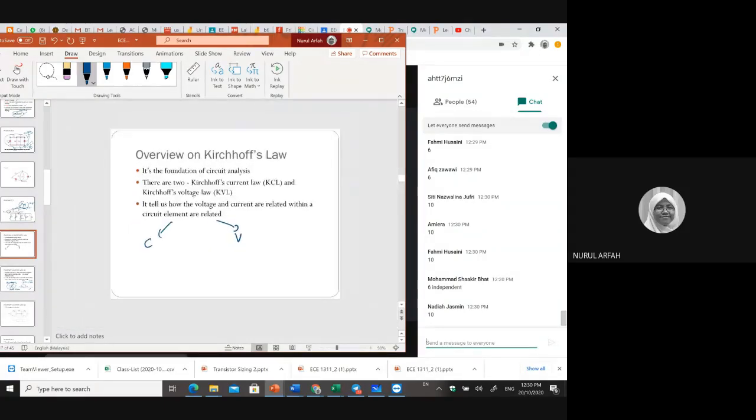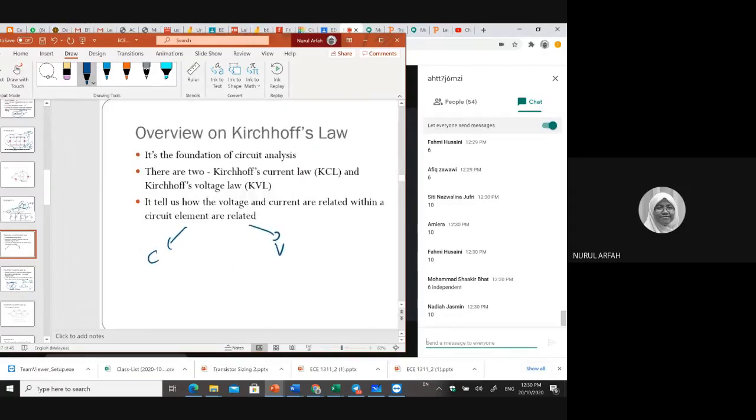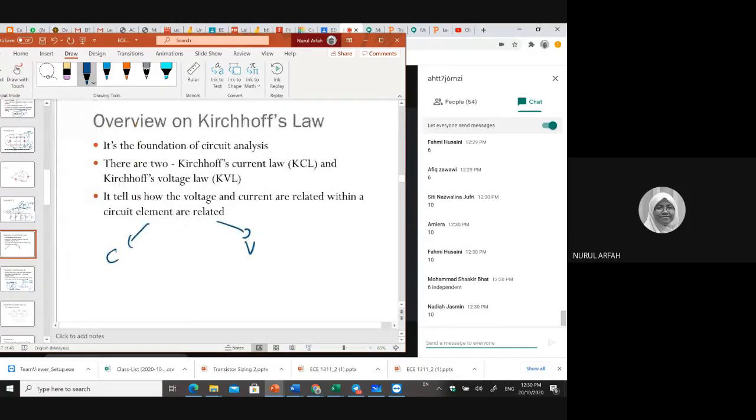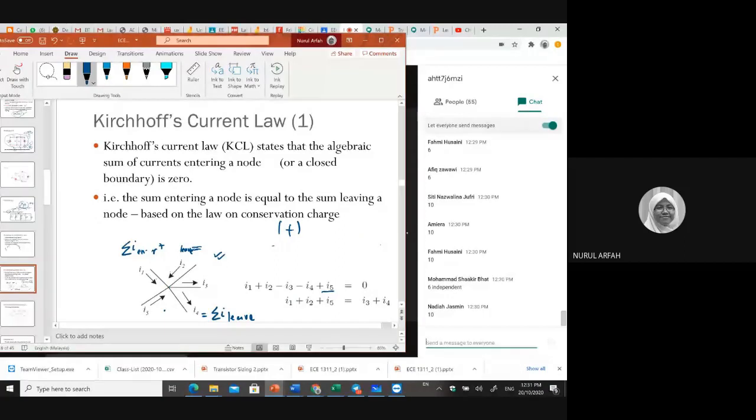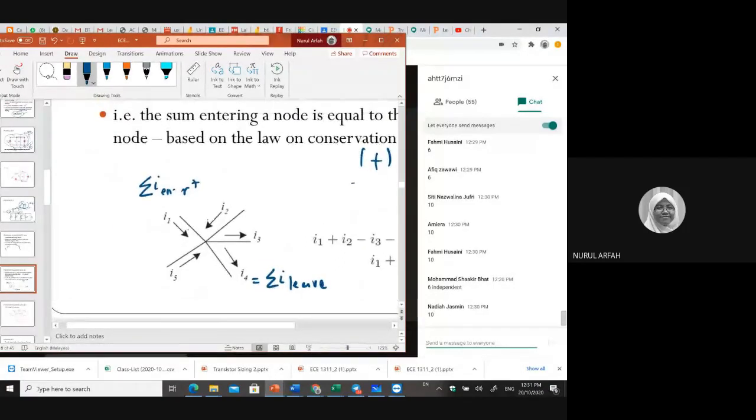Okay, good. All right. Now Kirchhoff. We have Kirchhoff's current law and Kirchhoff's voltage law. And these will tell you how the voltage and current are related within a circuit element. Let's say we have the current here. The current is entering and current is leaving the node, something like this.